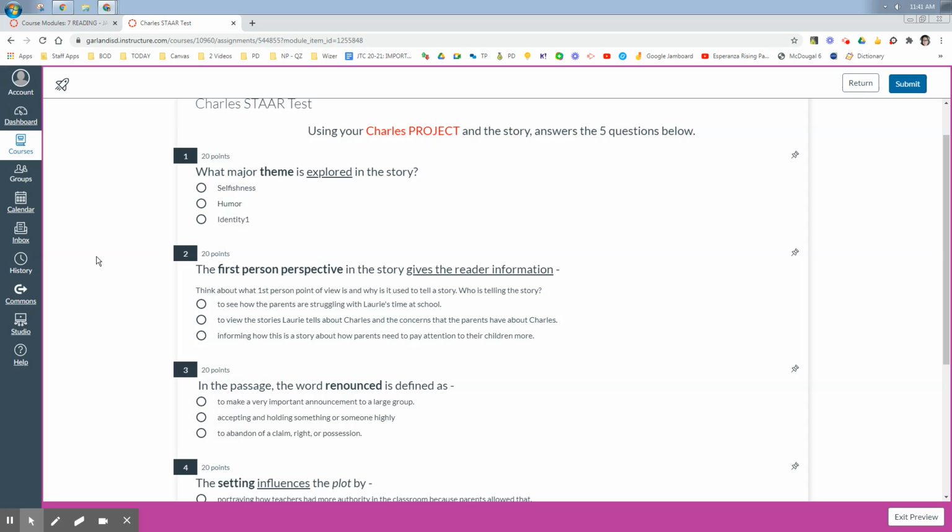Number 1 says, what major theme is explored in the story? Selfishness, humor, or identity? Make sure you look up those 3 words if you don't know what each one means. And theme is explored. So think about theme, what we did in the project.